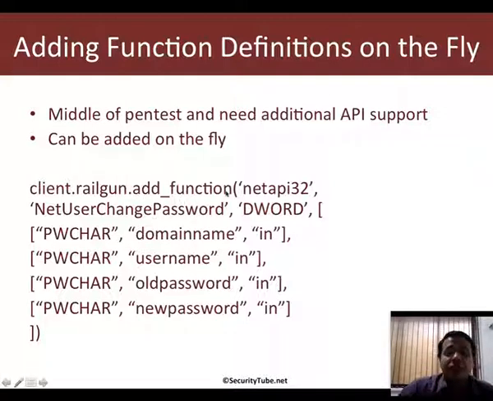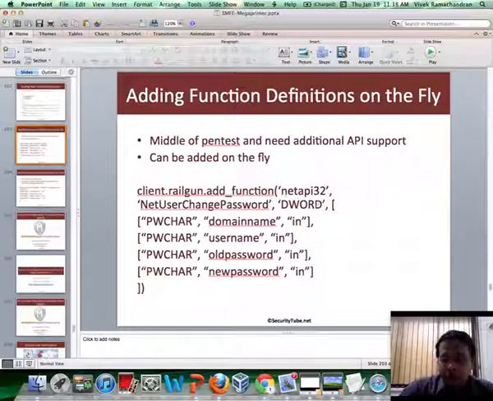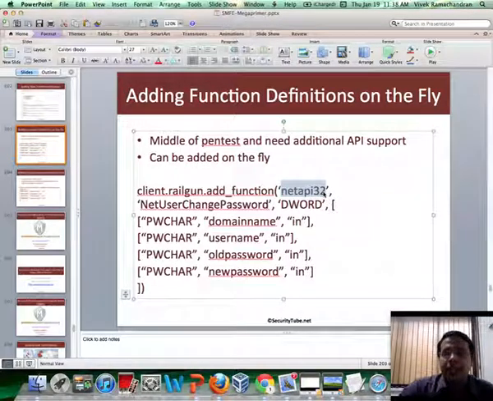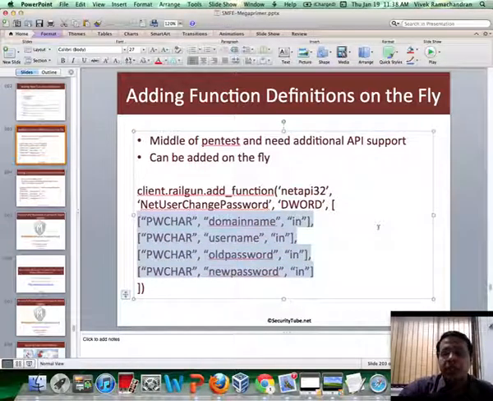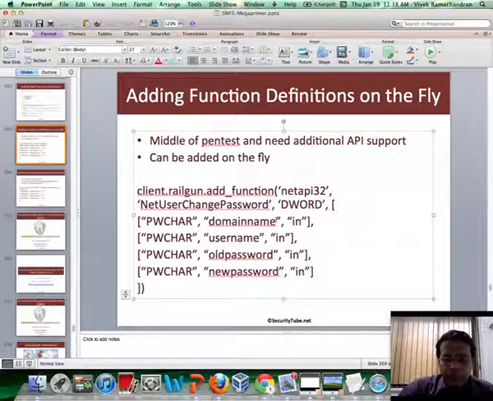Railgun add function, along with the following. The first thing is the name of the DLL, NetAPI32. The second thing is the function you want to add. The third is the output data type of the function. And then after that, basically what you have is the different arguments the function takes. They are data types, probably a descriptive argument name, and then finally if it is in or out in direction. So let me show you how to do this.